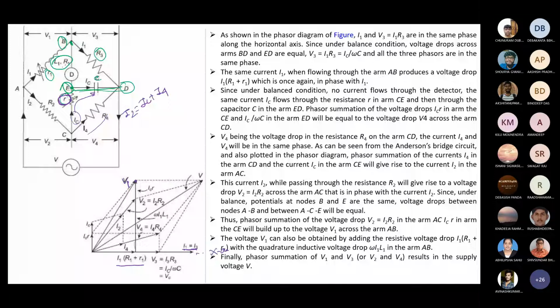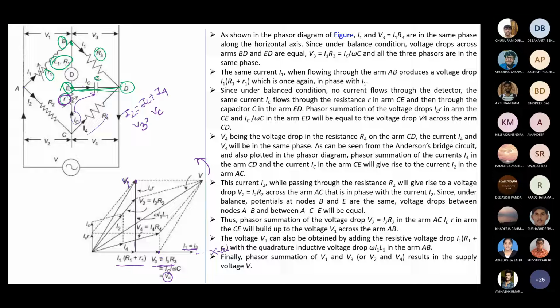If it is I1, the resistive path, then I1 and R3 will be on the same line. So the rotation will be anti-clockwise. V3 equals I3 R3, so at this point you are considering V3, I3 R3. Again, V3 equals what? IC into XC. XC means IC by omega C, so a minus term will also be there. That term is VC. So V3 equals VC.